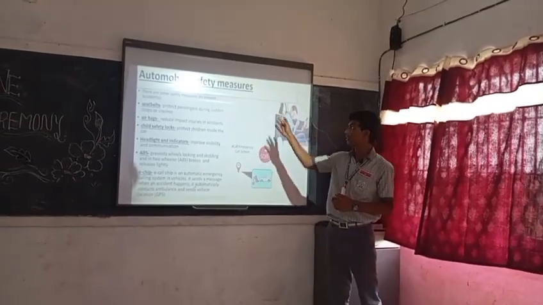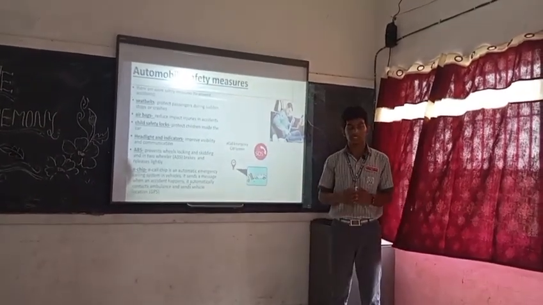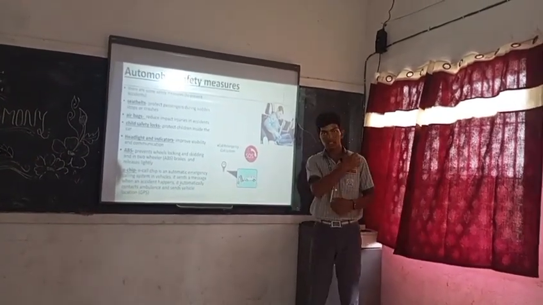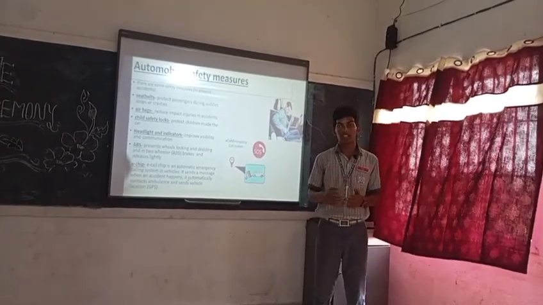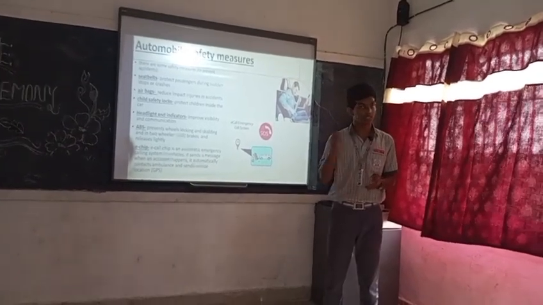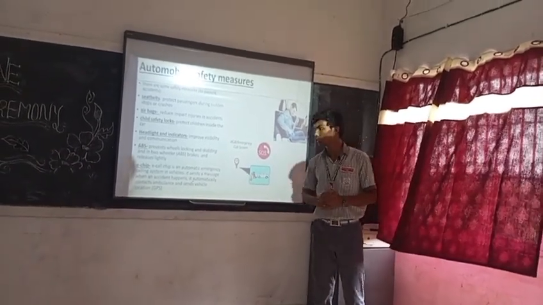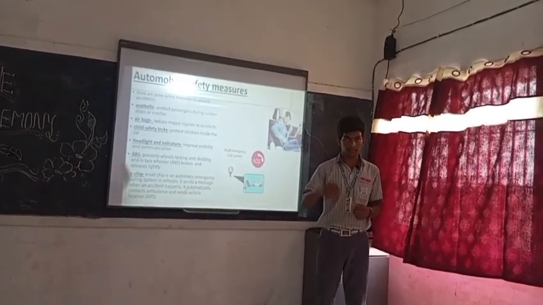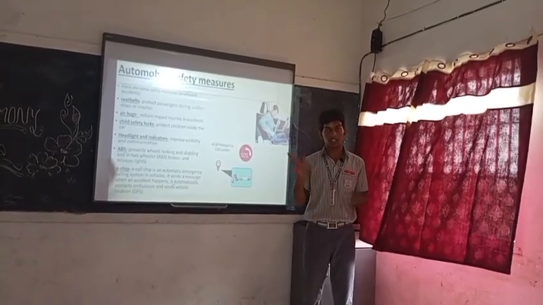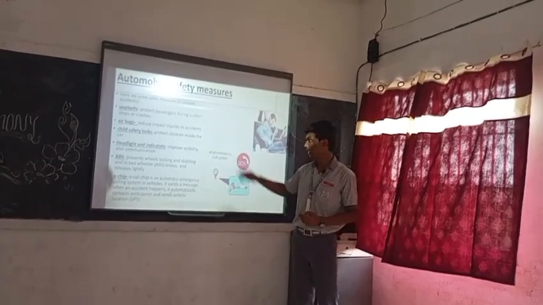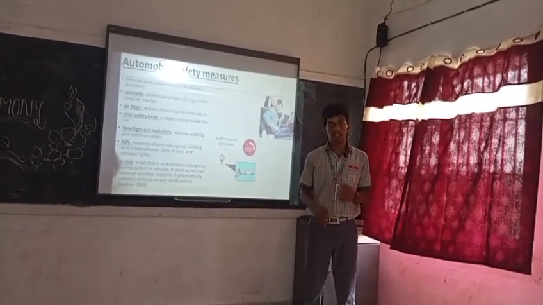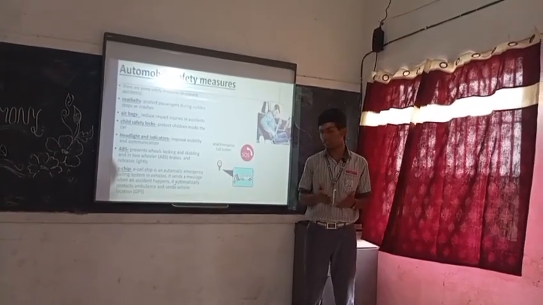Next, about automobile safety features. These are some safety features to prevent accidents. Seat belts protect the passengers from sudden accidents. Airbags reduce the impact of major head injuries. Next, child safety locks protect the child inside the automobile, so they can't escape from the vehicle or cause major injuries to themselves. Headlights and indicators improve the visibility and communication of the driver.